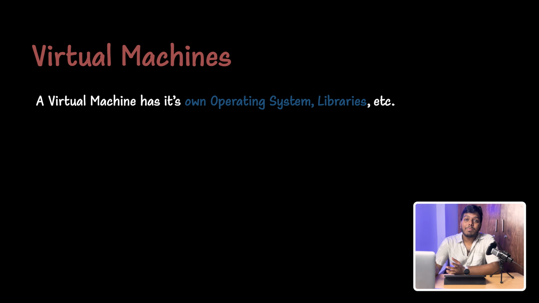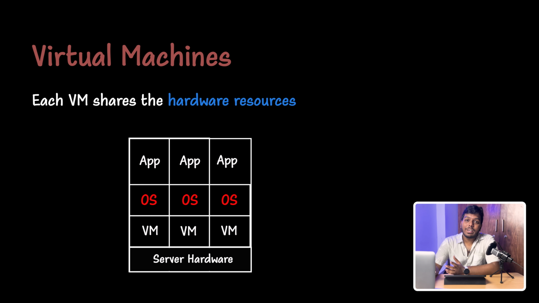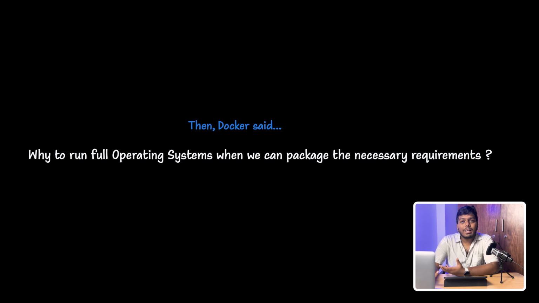Imagine you are running multiple applications. Each application would require its own VM. Every VM takes space, CPU, memory, and don't forget the time spent booting up the entire operating system. Docker said, why run an entire operating system when you can just package the application and the necessary stuff which you require? Think of Docker like this. Instead of renting out an entire hotel room for each guest, Docker gives everyone a private cabin and shared facilities such as the kitchen or the elevator.